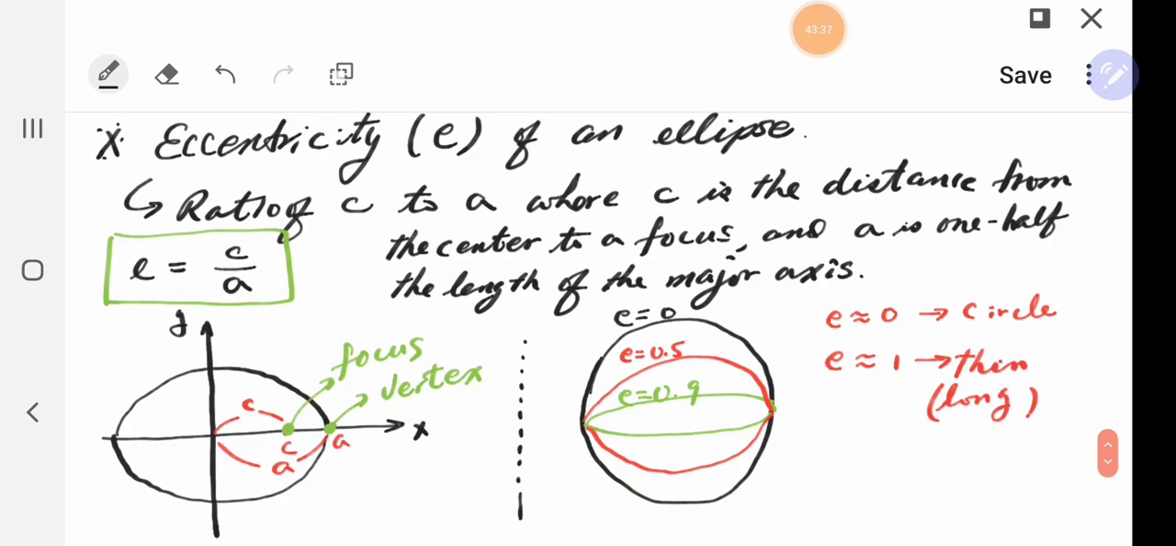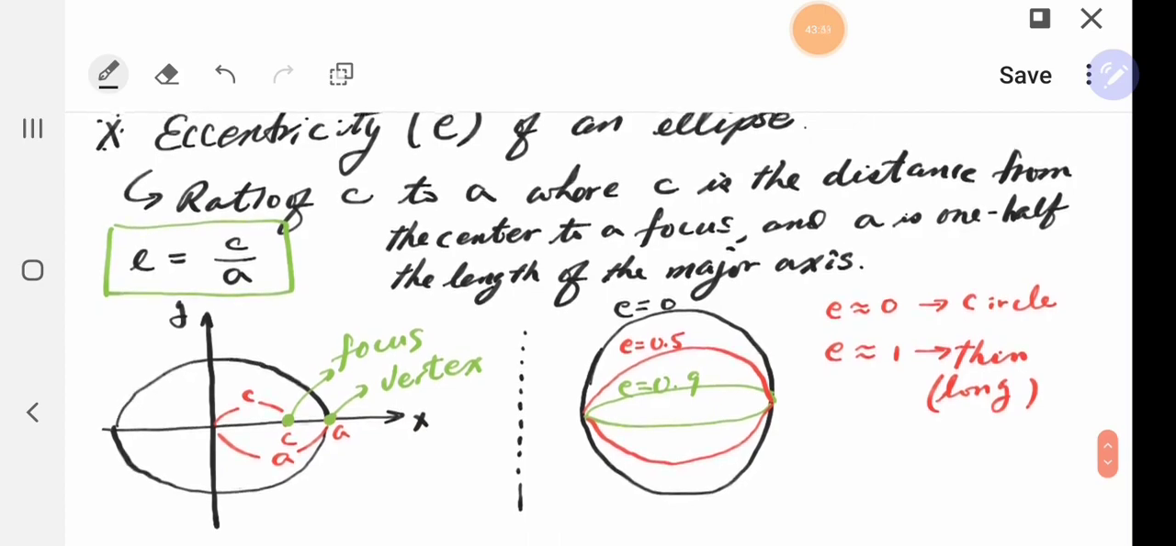Based on this C, the focus, the length of C, the eccentricity is different. So if C, the focus, is getting close to the center, 0, if C gets to 0, then the eccentricity will be 0. So the graph is more like a round circle. If C gets close to A, that means eccentricity is 1. Then the graph is very thin and long. So the green part, if eccentricity is 0.9, then the graph is really thin. But if the eccentricity is getting close to 0, then the graph is almost a circle. So that's the eccentricity. So let's try an example.